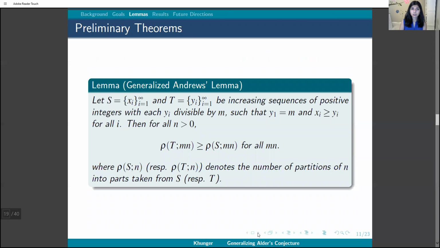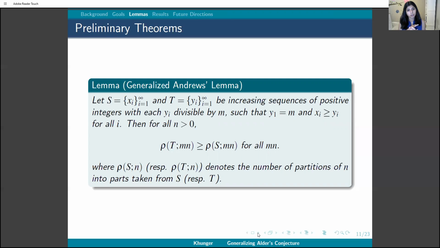So to get to our results, we're going to first need some important theorems that we proved throughout this project. So first is the generalized Andrews lemma. Let S be a set of x_i and T be a set of y_i such that they're increasing sequences of positive integers with three conditions: that each of the elements of T are divisible by m, that the first element of T is equal to m, and that each of the elements of S are greater than or equal to each of the elements of T.